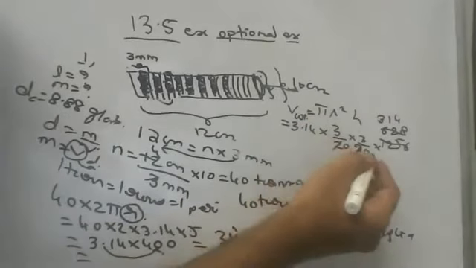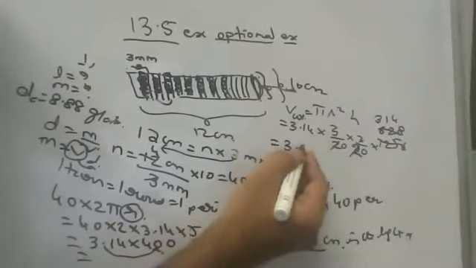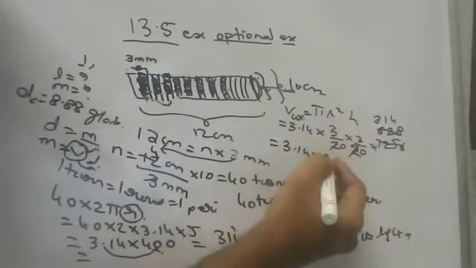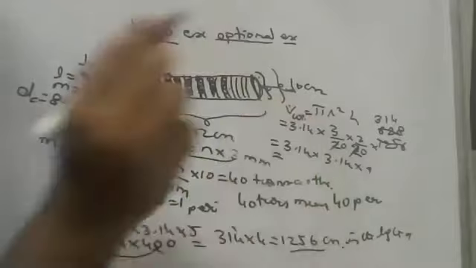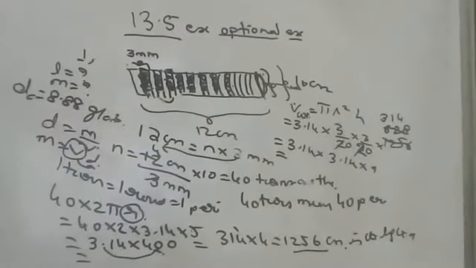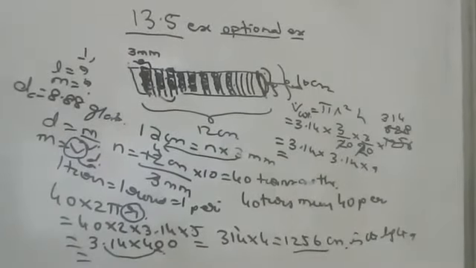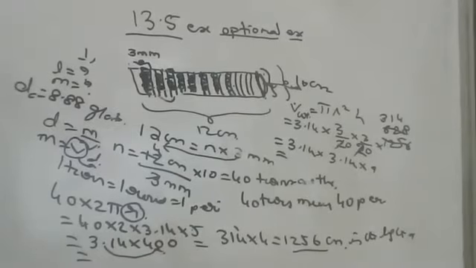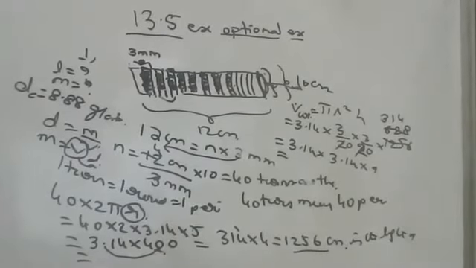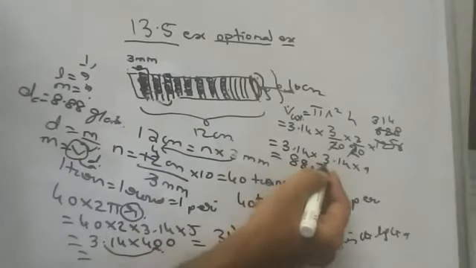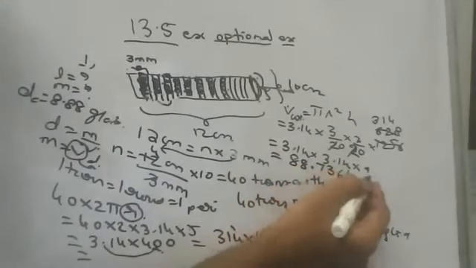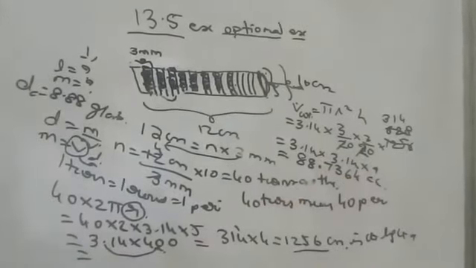Here also 100 is there, so 3.14 into 9 and this 100 will go. This will give you only volume. So 3.14 into 3.14 into 9, how much is that? 88.7364 cc. This is only the volume in cc.